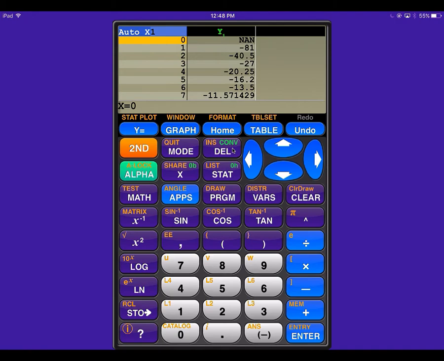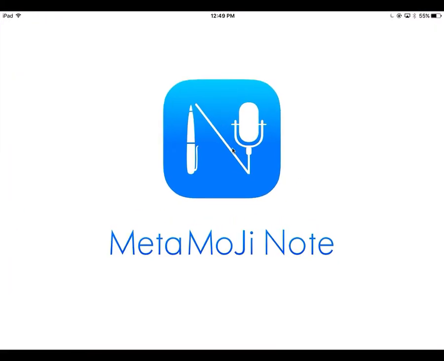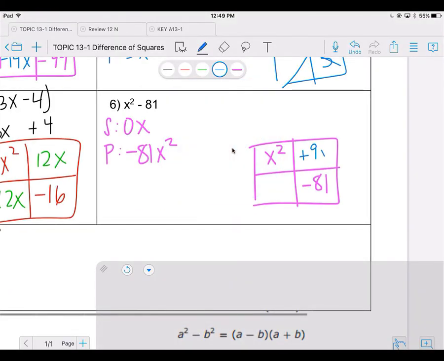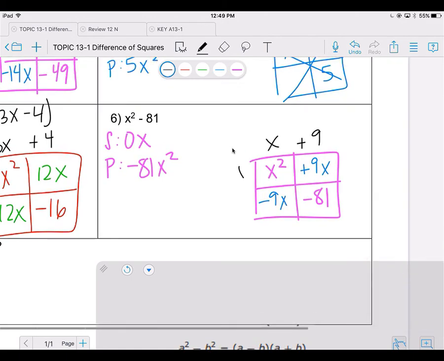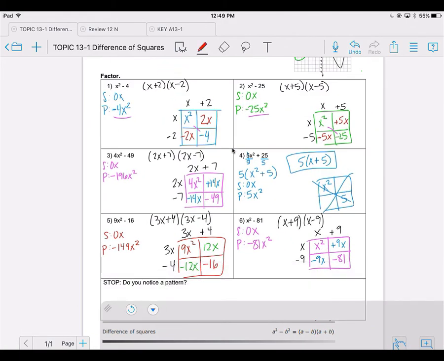Go to the table looking for two numbers that will cancel out, only looking at whole numbers. 9 minus 9 would cancel. So these share an x, these share a 9, these share an x, these share a negative 9. So my factors are x plus 9, x minus 9. Now they ask us to stop and see if we can see a pattern. So look at 1, 2, and 6. What do you notice about all of those factors? Well, all of those factors have the same number, 2 and 2, 5 and 5, 9 and 9. One of the factors is positive, one of them is negative.